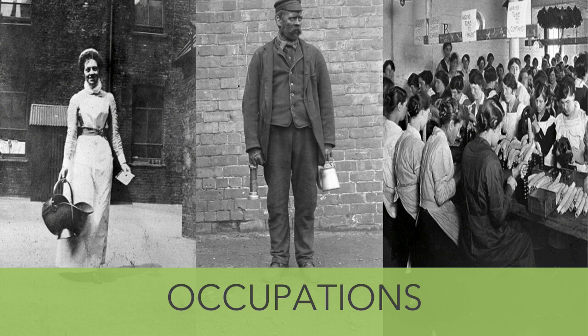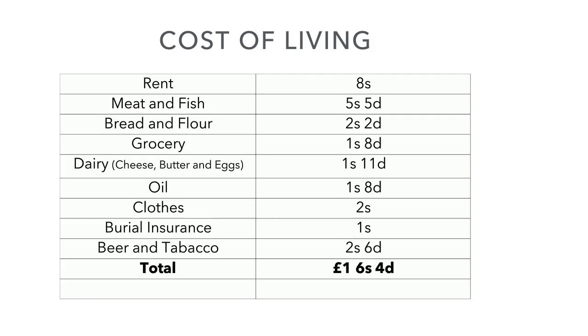Now, if we go on and look at the cost of living, this is a typical family. This is towards the end of the 19th century. But if you look, this is a working class family. So you've got your rent is 8 shillings, meat and fish, bread, grocery. I'll let you have a read through those. Burial insurance, beer and tobacco. So the average family, this was 2 adults and 2 children, could spend £1, 6 shillings and 4 pence.